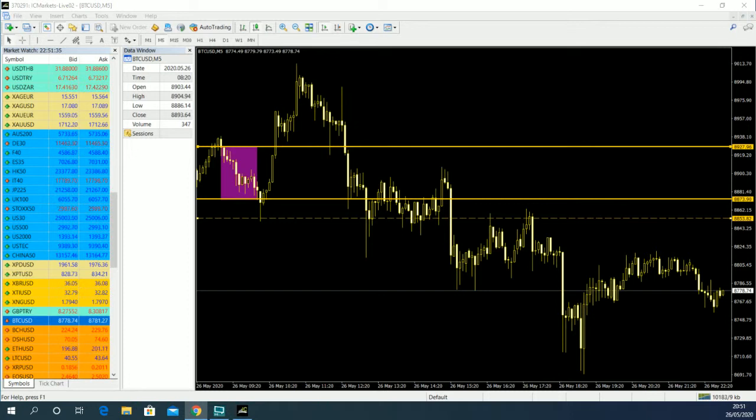To download the session indicator is very easy. Just go to the Telegram channel. In the Telegram group, you look for the files. There are loads of files there, but the one you are looking for is called the sessions indicator, SESSIONS.MQ4. When you get to the group, search for that indicator, and then you plug it right into your chart.